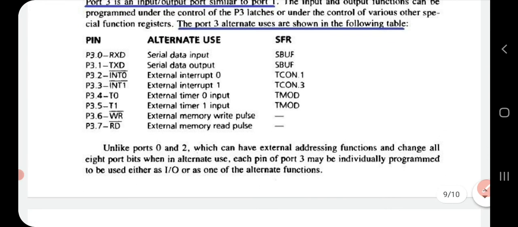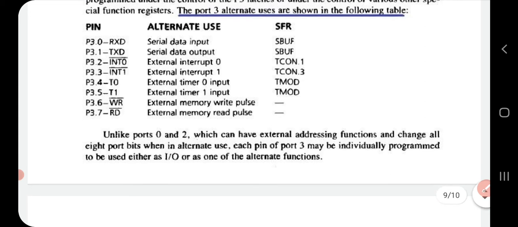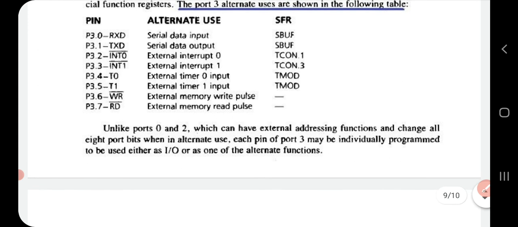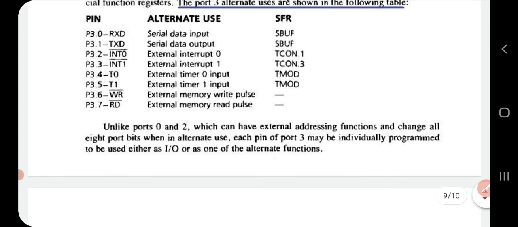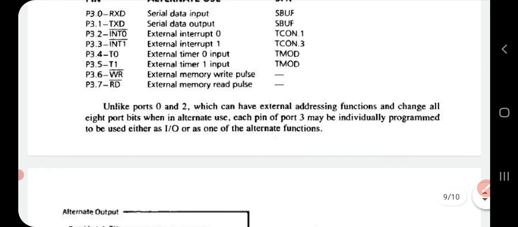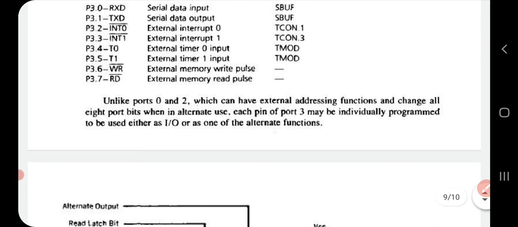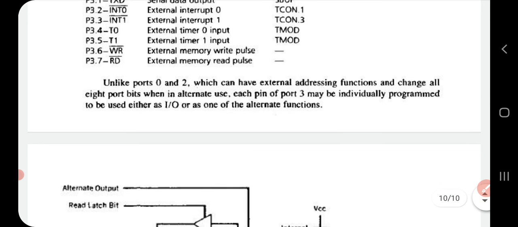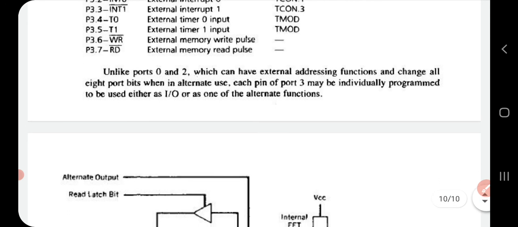It is tabulated here. P3.0 means port 3 pin 0. It is used as RxD, that is serial data input. The other one, port 3 pin 1, is TxD, that is serial data output. Now port 3 pin 2 is INT0 bar, that is external interrupt 0. The other one is external interrupt 1. Then P3.4 is external timer 0 input. P3.5 is external timer 1 input. WR bar is the external memory write pulse. RD bar is the external memory read pulse.